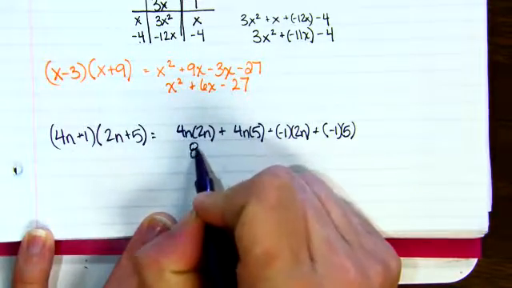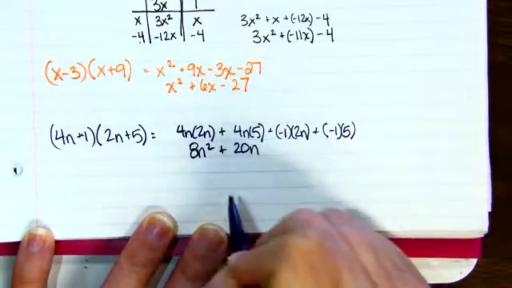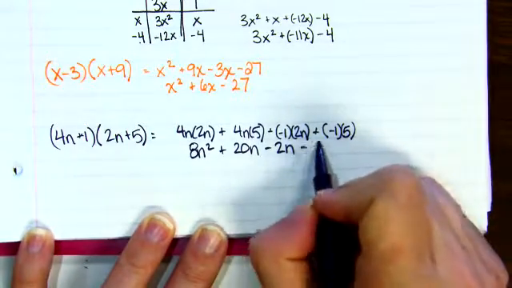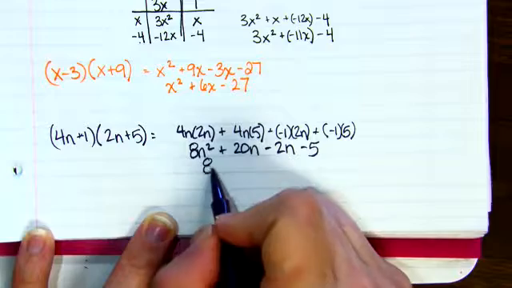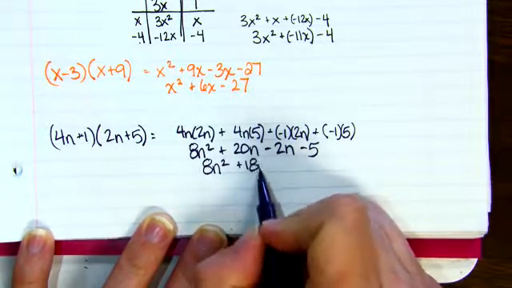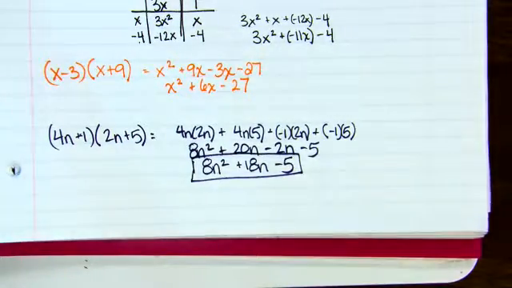4n times 2n, 8n squared. 4n times 5 is 20n. Negative 1 times 2n is a negative 2n, and I'm taking away 5. Combine my like terms. 20 take away 2 is a positive 18n minus 5, and I'm done. So you just want to keep practicing these, doing them over and over, and hopefully you'll be all set. Now, if I wanted to multiply a binomial by a trinomial, though, that's where it gets a little more complicated.